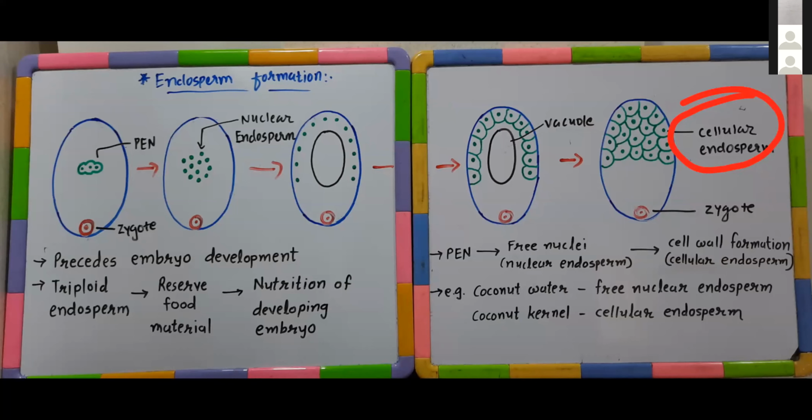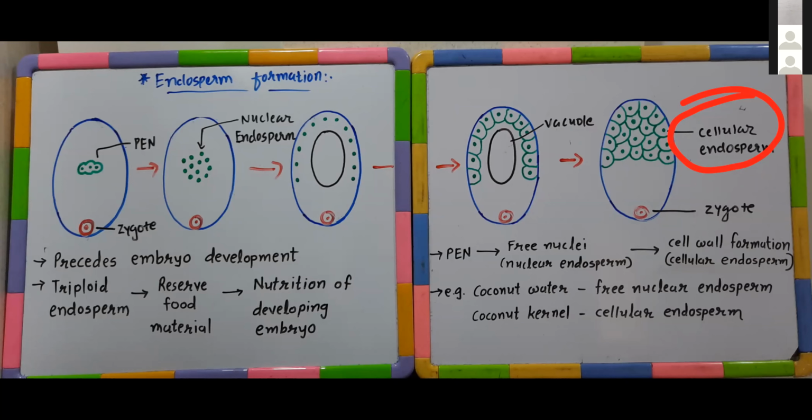It's an adaptation on the part of angiosperms. They ensure that first they complete the endosperm formation. Then they go for embryo development, because the developing embryo will require nourishment, and that can be offered by already prepared endosperm tissue.